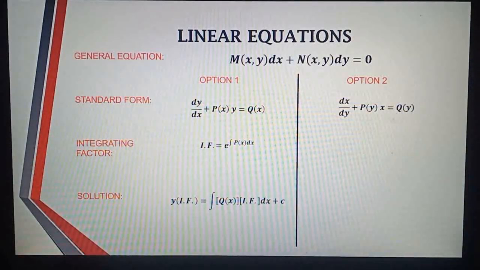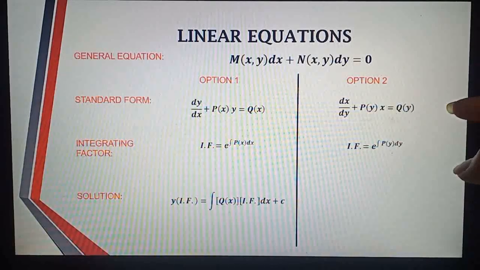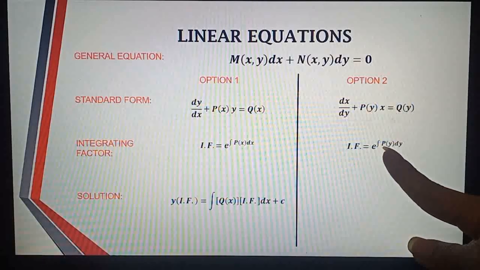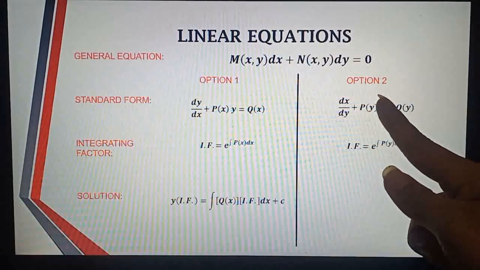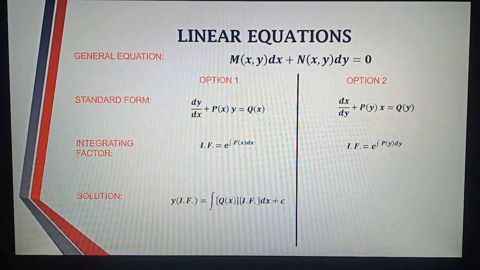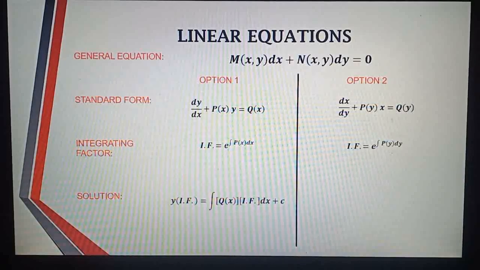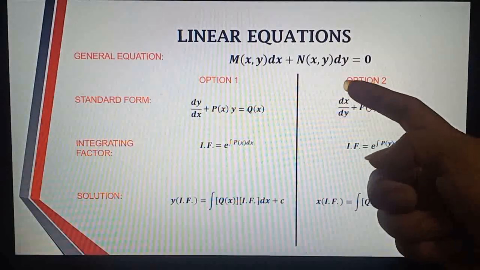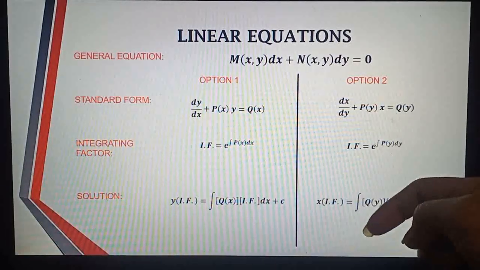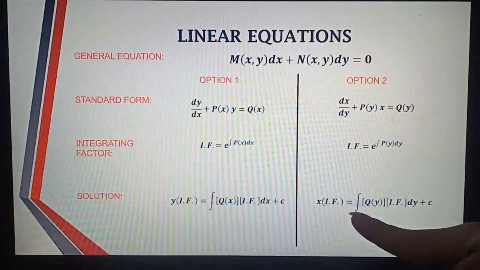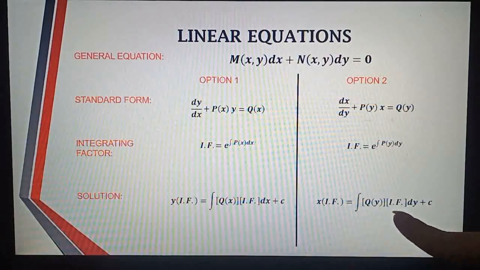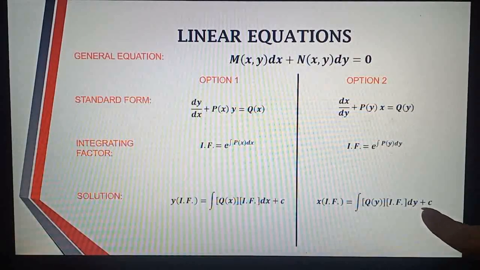Ngayon, to compute for the integrating factor of this equation, you must have e raised to the integral of the P of y dy. Since this is a function of y, kailangan naka-dy yung integral natin. Now, yung solution ngayon, since naka-dx over dy tayo, yung mauuna ngayon is x, then multiplied to the integrating factor. Equated ngayon siya sa integral ni Q of y, multiplied to the integrating factor, multiplied to dy plus c.